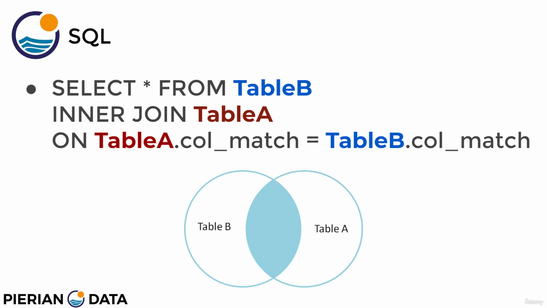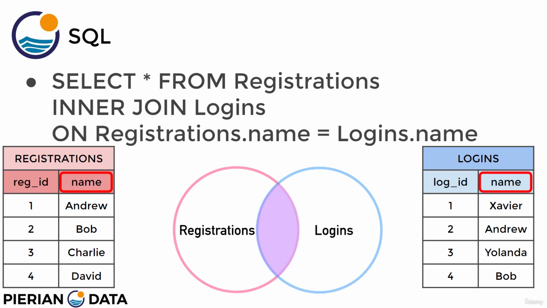So switching around the orders here, even switching around the column match order, doesn't really matter for an inner join because it's the same regardless, because this is a symmetrical Venn diagram. So let's actually work through this and what would actually happen in a more realistic situation with the example tables.